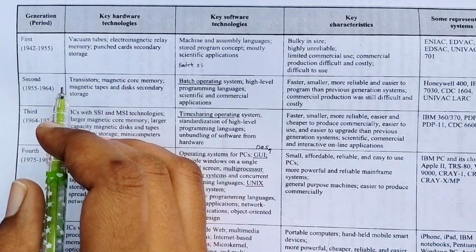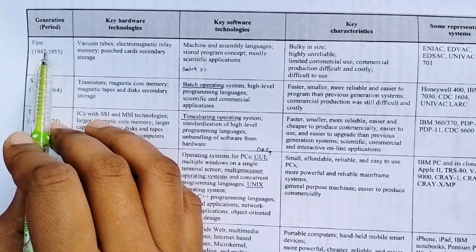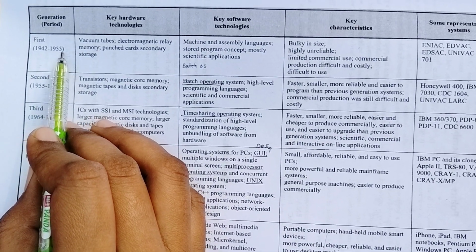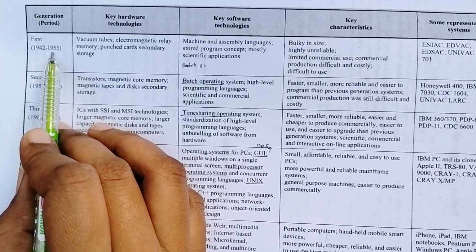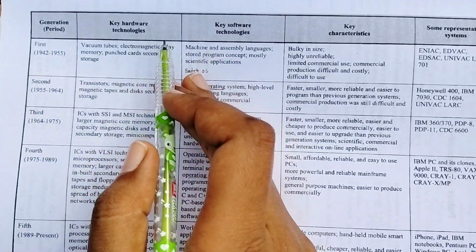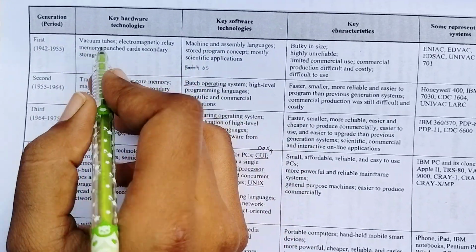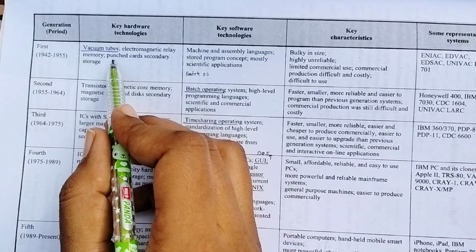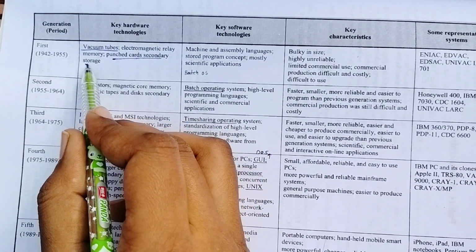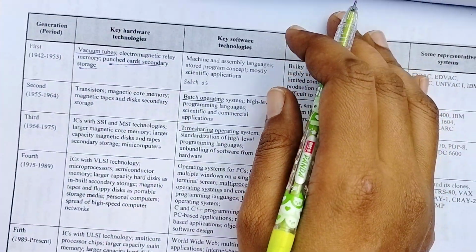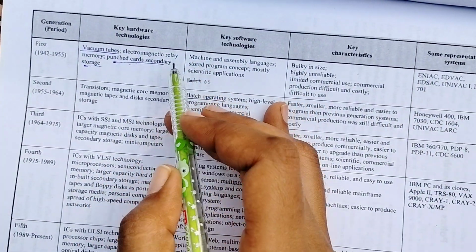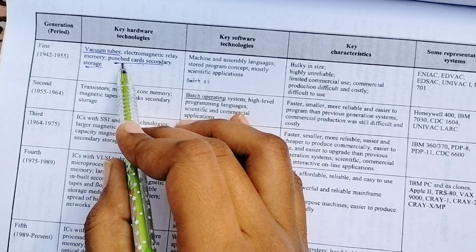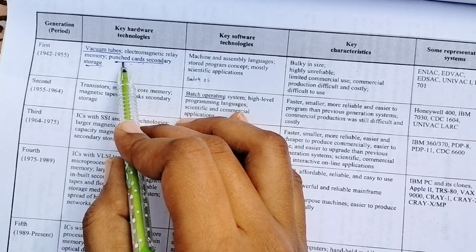Now we are discussing the first generation. The first generation time period is 1942 to 1955. Here we are using vacuum tubes as hardware in the first generation, and punched cards are used as secondary storage. Punch cards were invented by Herman Hollerith.